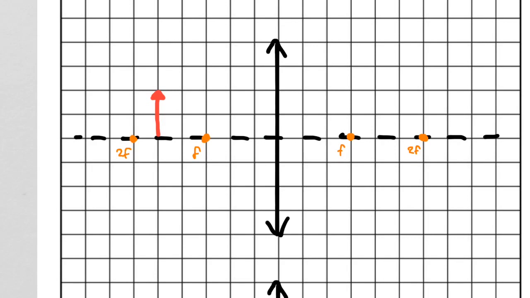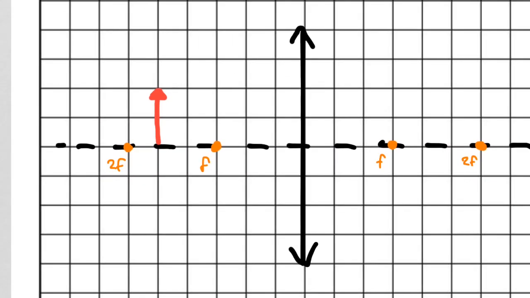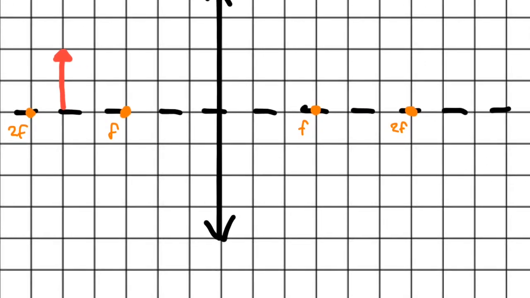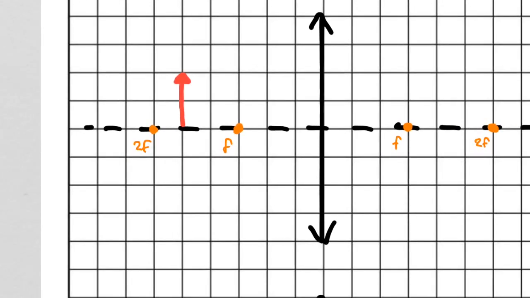I've also drawn a focal point here. I've also drawn another focal point, exactly the same position on the other side of the lens. And I've also drawn a point that says 2f. That's twice the focal point away from the lens. Okay, and I've drawn that on both sides as well.